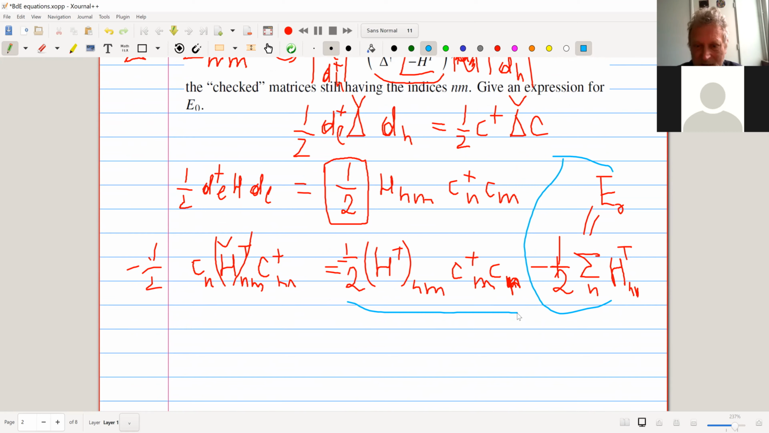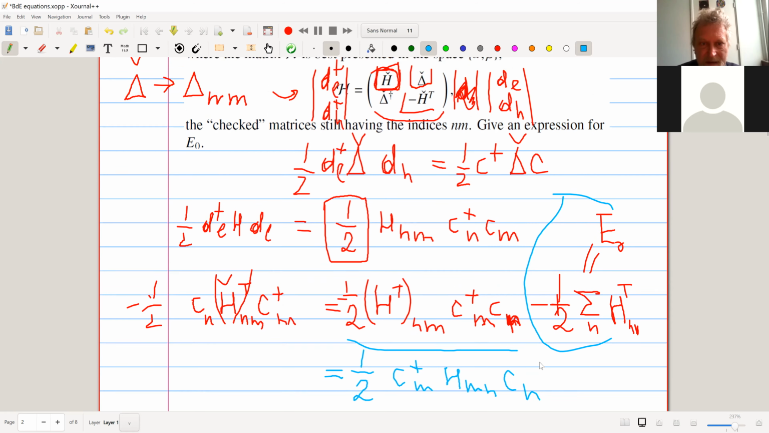understand that transposition and change of indices, exchange of indices, is just the same. So in fact, this delivers the missing half of this H term. So this is C M H M N. I transpose indices. Fine. I think we're done.